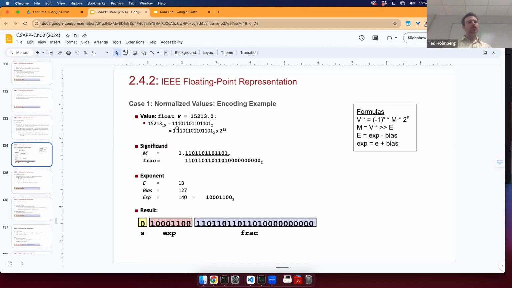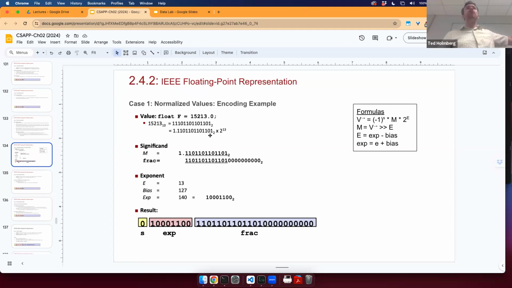So again, let's jump here. Suppose I have this value, 15,213. That is going to be my decimal representation. I can take this decimal representation and convert it into this binary sequence here. I can take this binary sequence and represent that in my formula that I gave here.